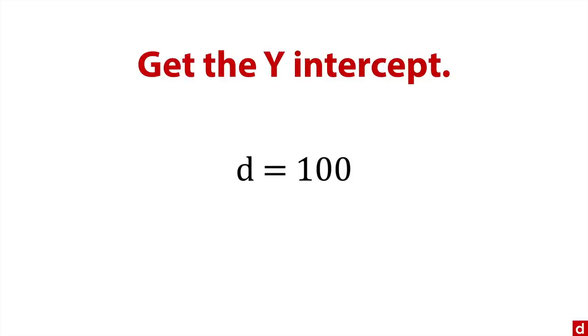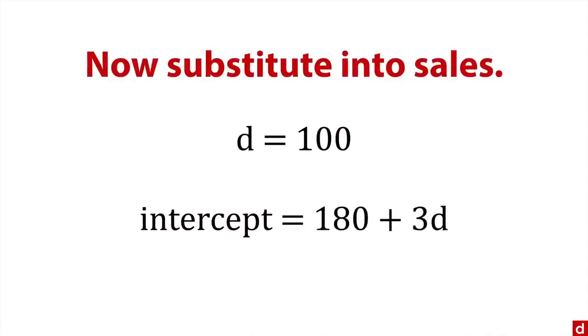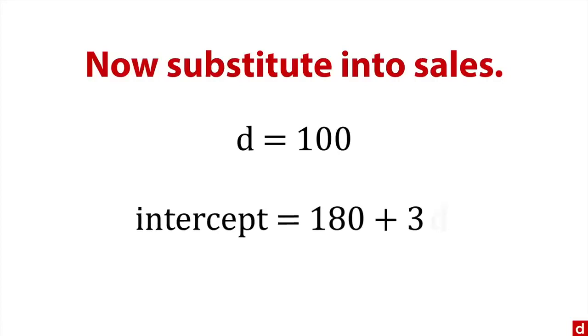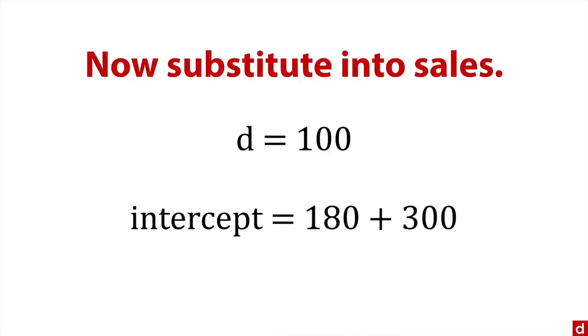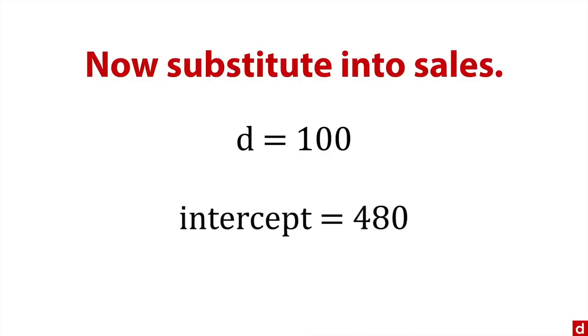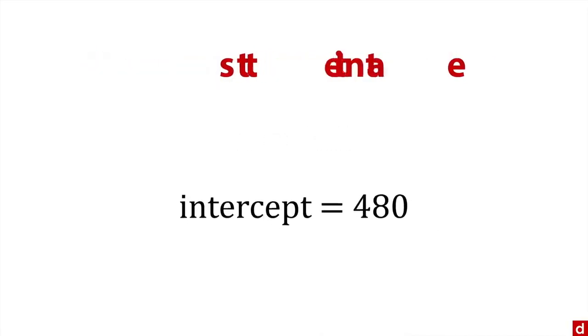But to get that, we have to substitute this value into sales. So we take D is equal to 100, and the intercept is equal to 180 plus 3. 180 is the number of new subscriptions per week. And then we take the 3, and we multiply that times our 100. So 3 times 100 is equal to 300. Add those together, and you get 480. And that is the y-intercept in our equation.